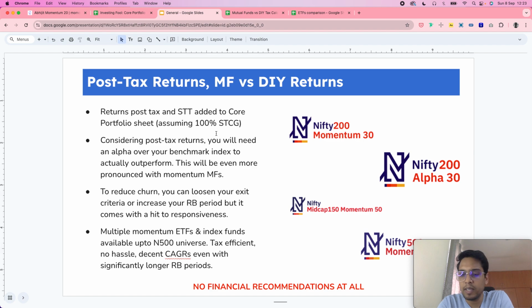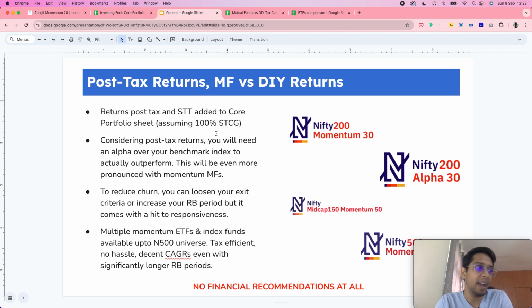You can loosen your exit criteria, like if you have a worst rank held of 50, you can loosen it to maybe 75, or you can increase your rebalance period also. If you're doing weekly rebalancing and feel that so many stocks are going in and out, you can change it to monthly. If you're doing monthly, then probably you can look at something like 3 months also. But all of those things come with their own effects, right?